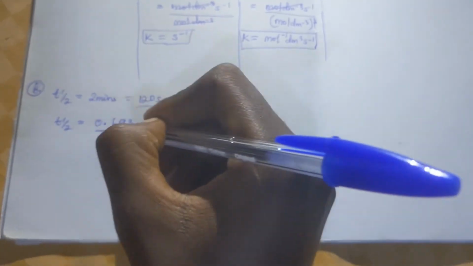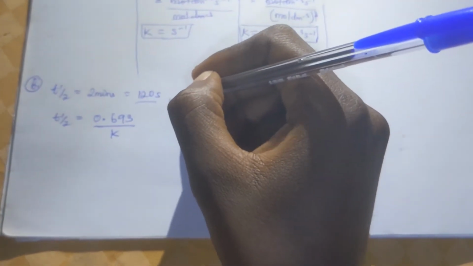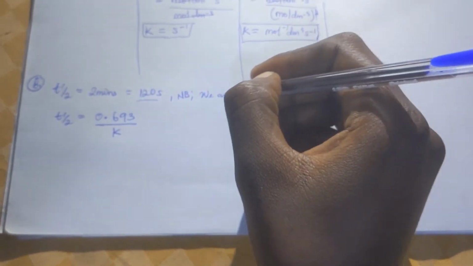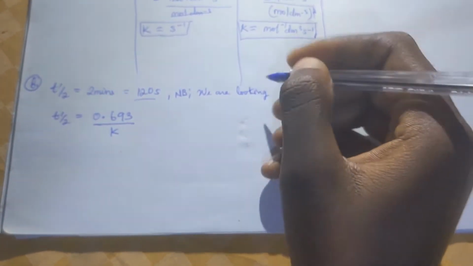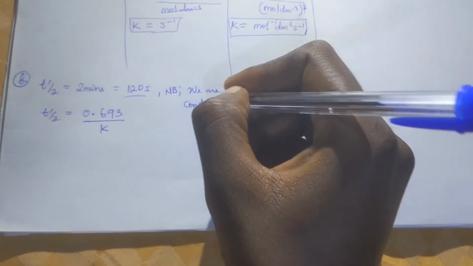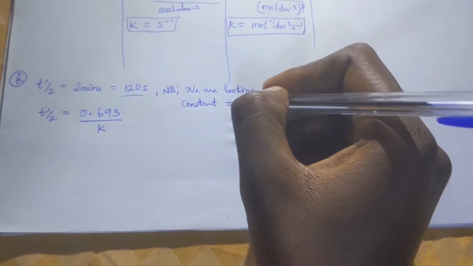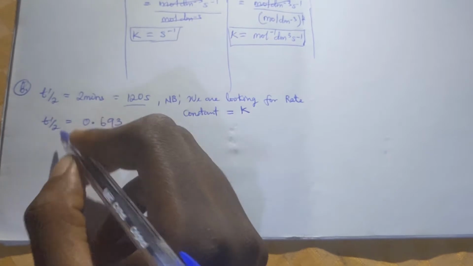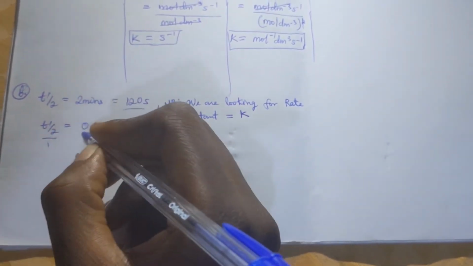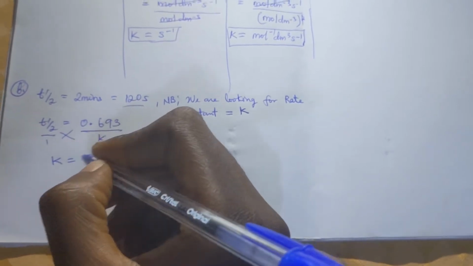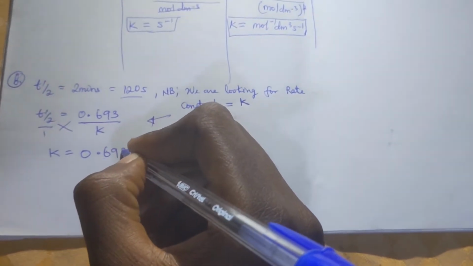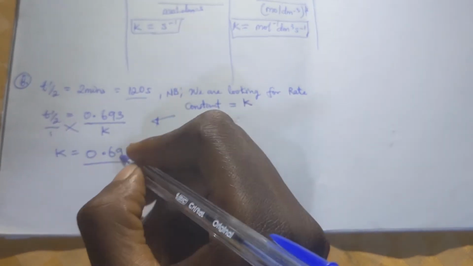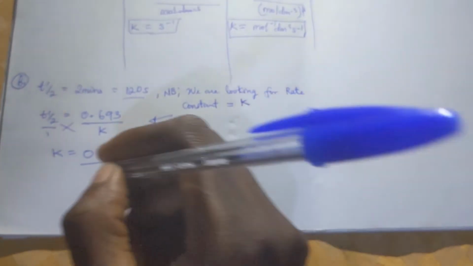When we are looking for the rate constant, we are looking for K. So T half is equals to 0.693 divided by K. Okay, if we make K the main subject of the formula, K is equals to 0.693, that's ln 2, divided by T half. 0.693 divided by T half, and we know our T half is 120 seconds.